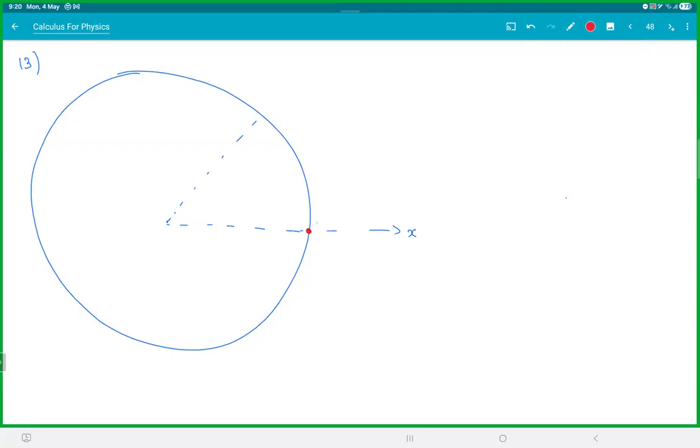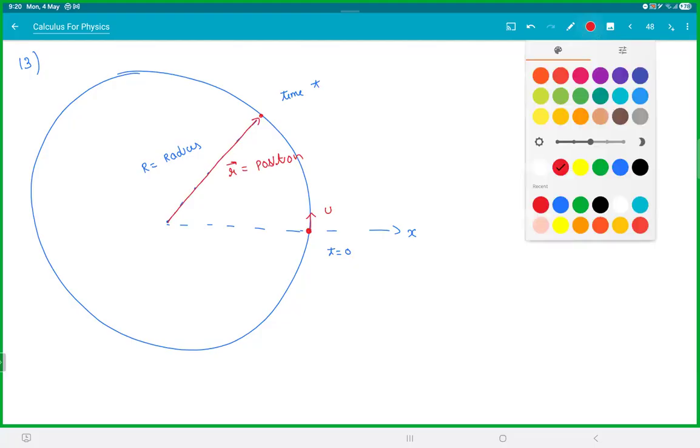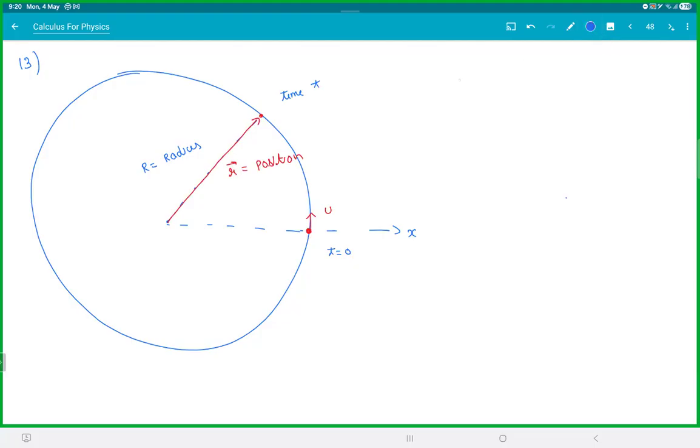So this particle here is going in a circle with speed u. So this is the scenario when t is equal to 0. After time t, you would be somewhere here, and this would be your position vector, r bar. We have done this also before, in finding the position vector.